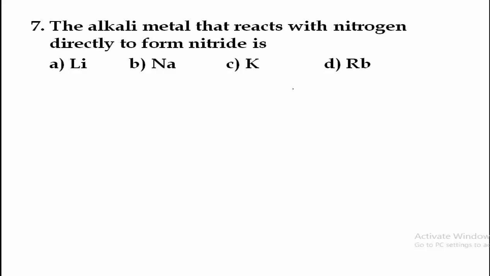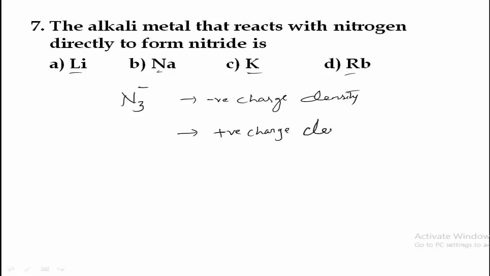Usually sodium, potassium and rubidium will also produce nitride, but they require a catalyst. But in case of lithium, what happens is, first you see, nitride means N3 minus. N3 minus is a highly charged ion, meaning negative charge density will be more. Negative charge density is very high in case of the nitride ion, and thus in order to react with the nitride ion, we have to consider the cation, the positively charged cation, which should have high density only. Positive charge density should be high.